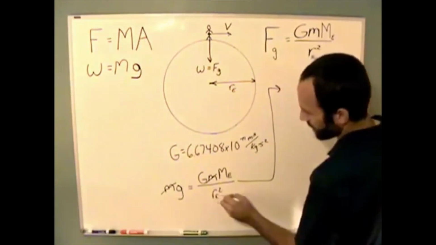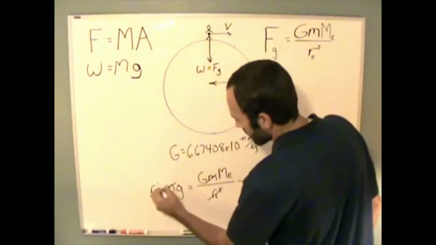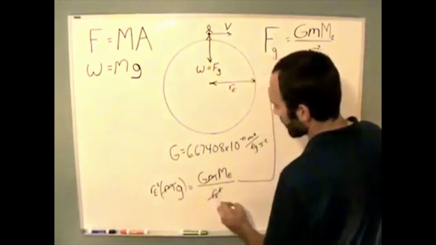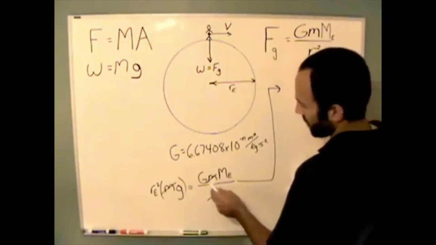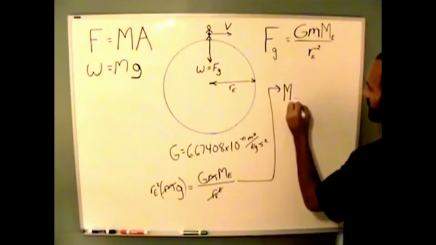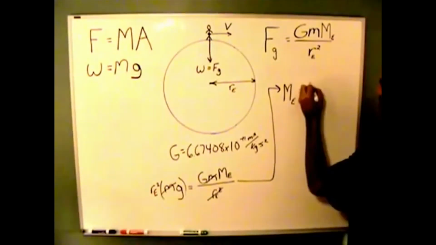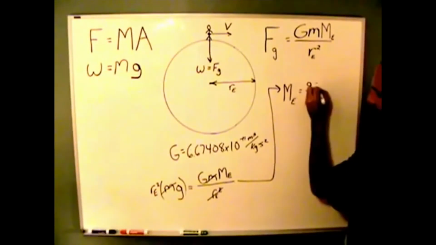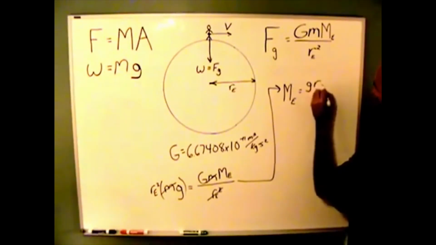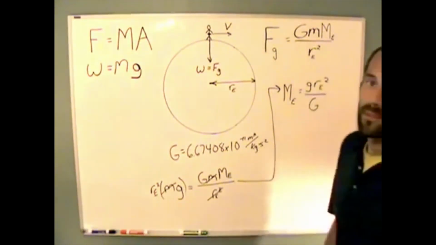You can multiply the radius squared times both sides, and that comes over here. It cancels on this side, and then you can divide by big G. So you get M_E, and this is basic algebra here, is equal to little g, the acceleration due to gravity, or the rate at which things accelerate towards Earth, times the radius of Earth squared divided by big G. And that is how the mass of Earth is calculated.